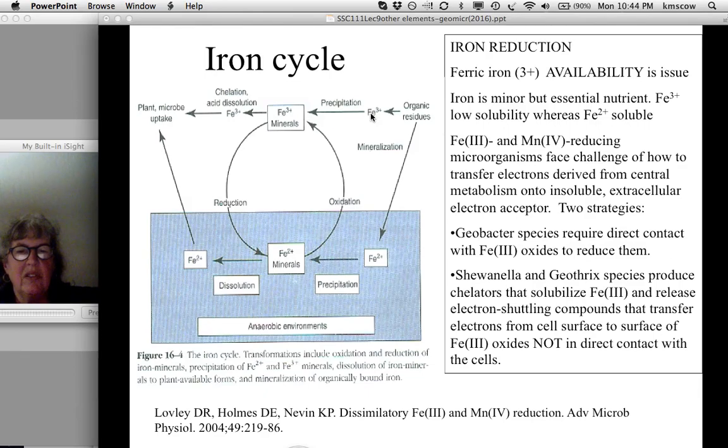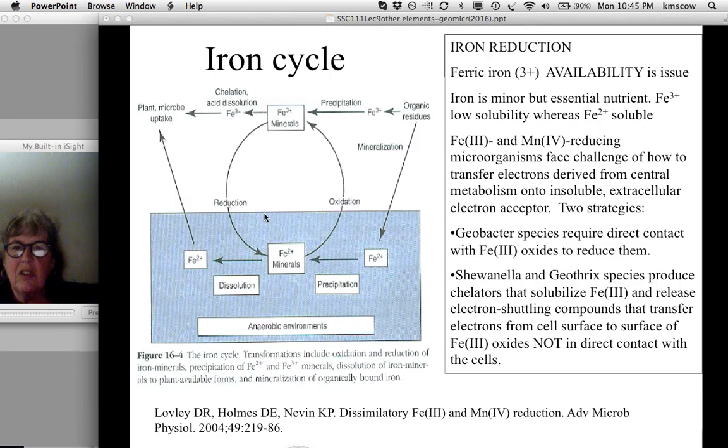It's mainly iron in two forms in nature: the +3 form, the oxidized form, ferric iron, or the reduced form, which is ferrous iron, the +2. Iron in the +3 form is not very available. It's very low in solubility and not easy for organisms to get access to. But in the +2 form, the reduced form, it's very available, very mobile, very easy for organisms to get access to.